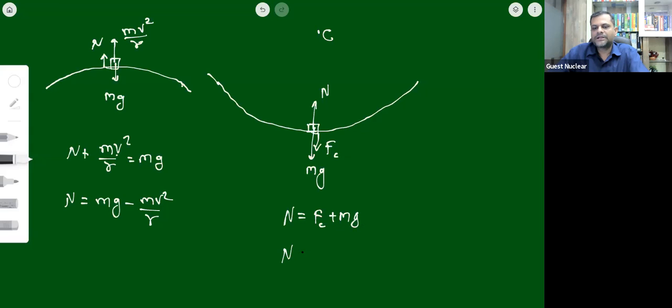That means normal reaction can also be written to be equal to mg as it is, और Fc के बदले हम लिख सकते हैं mv square upon r, correct है. So this is the normal reaction in case of the vehicle which is traveling along the valley like this. So these are the two important applications of uniform circular motion. Remember this correctly.